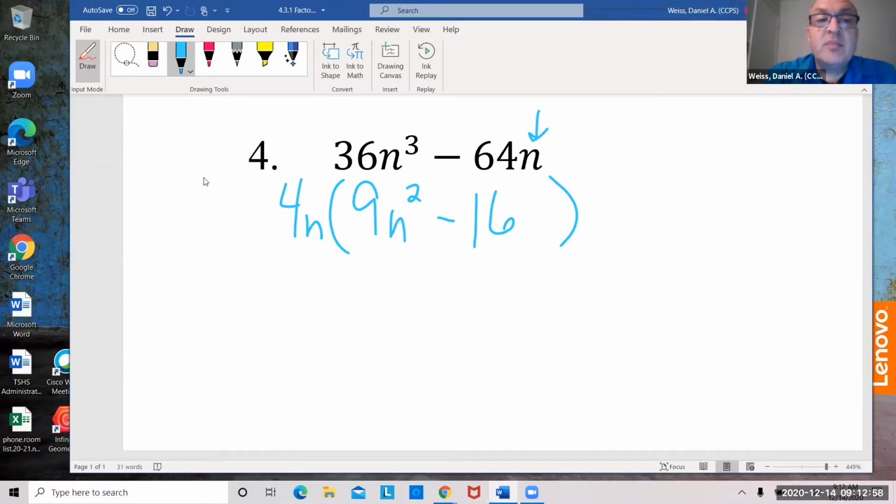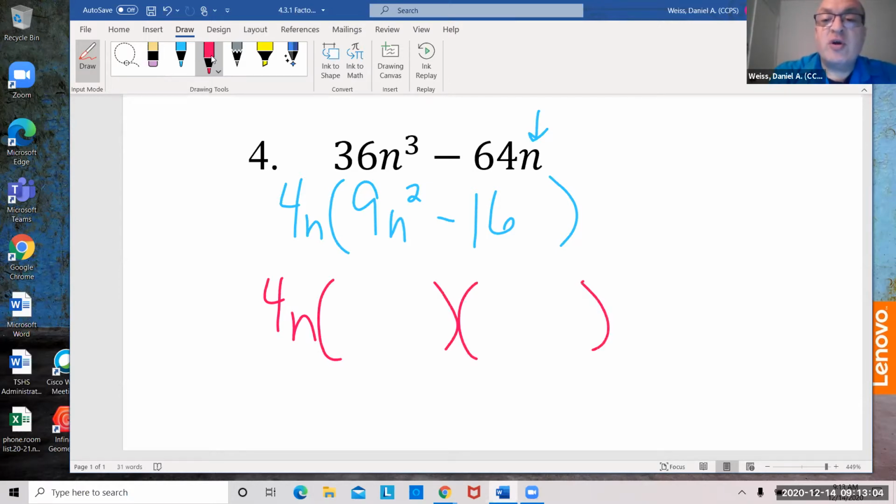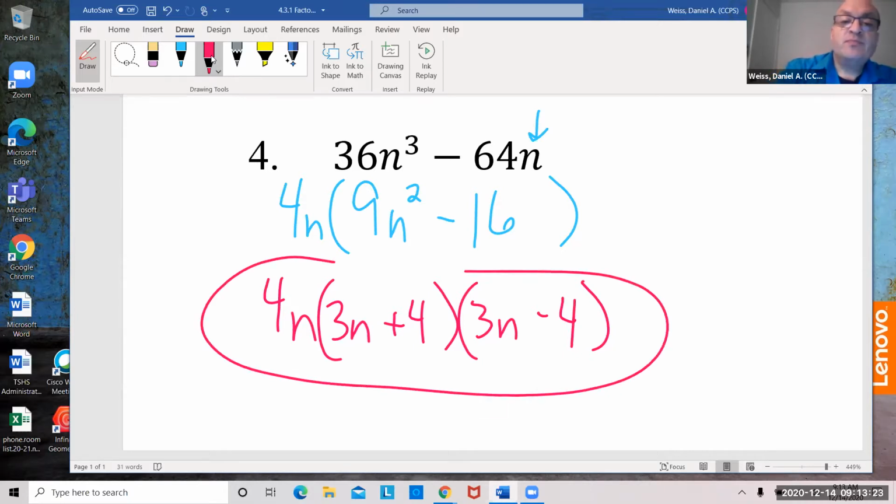Now, here's the thing. If you can factor further, then factor further. Meaning, what times what makes 9n squared? 3n times 3n. What times what makes negative 16? Plus 4 minus 4. There you go.